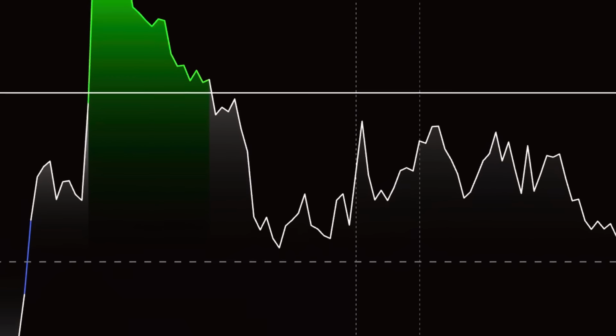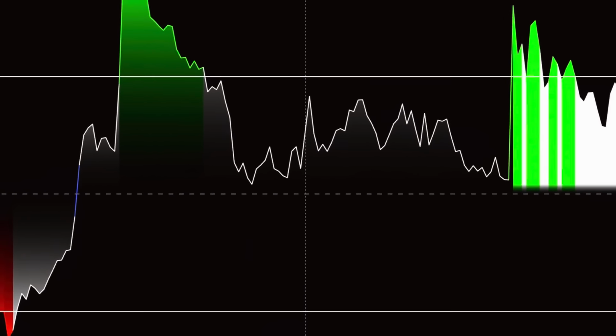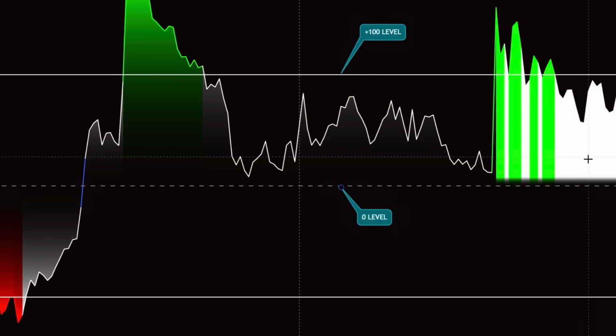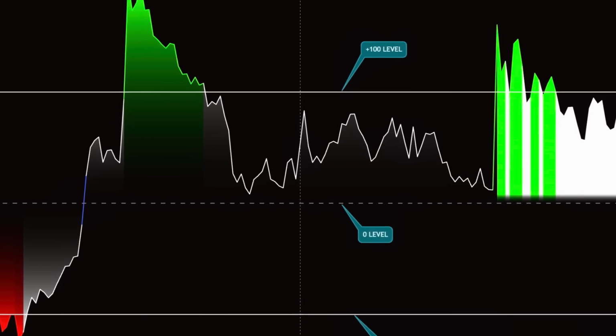Now we check the range oscillator. This is our final filter. For a buy setup, the oscillator must be above 0, but below 100. Above 0 tells us the bullish momentum is still present. Below 100 helps us avoid entering after the move has already become overextended. If it's already above 100, I skip the trade. And if it's below 0, I also skip the trade.